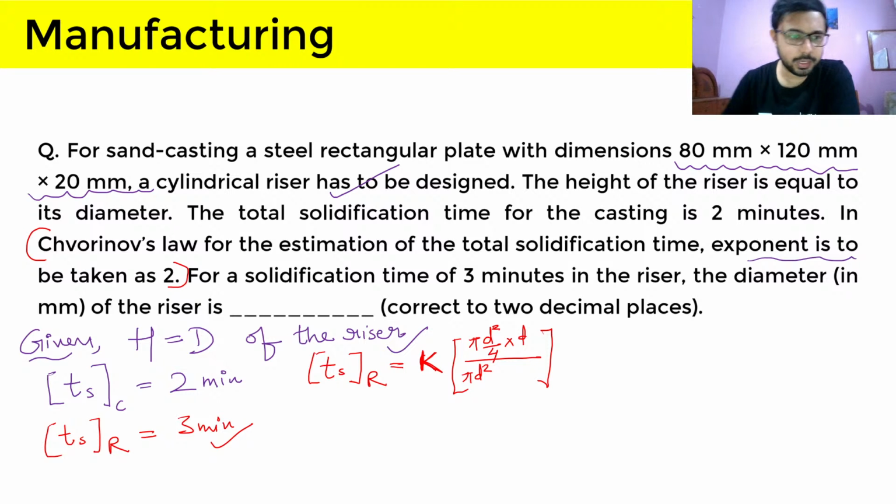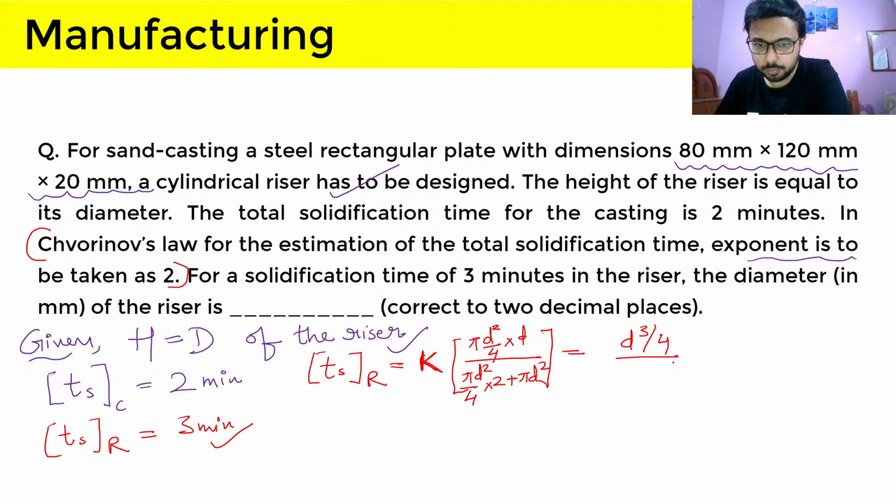So I think we have to take side riser only. So pi d square by 4 into 2 plus pi dh, that is pi d square, because diameter and height are equal. So it is coming out as d cube by 4 divided by d square by 2 plus d square. So this will come out as d by 4 into 3d by 2. So d by 6.